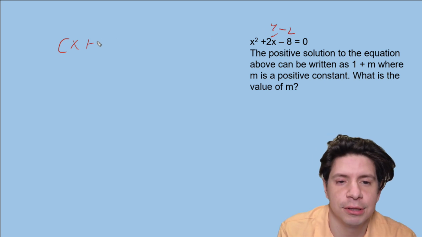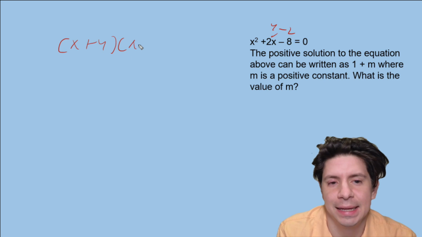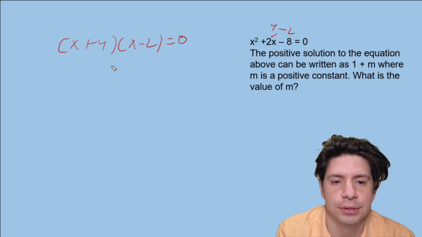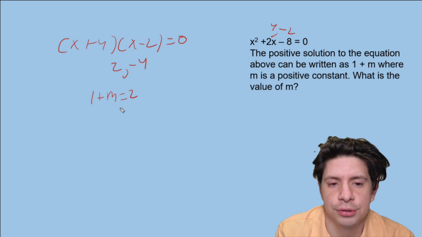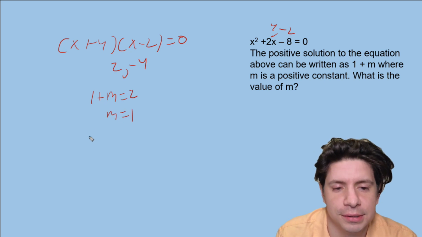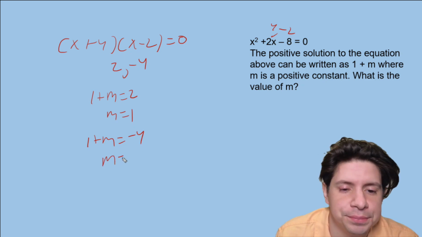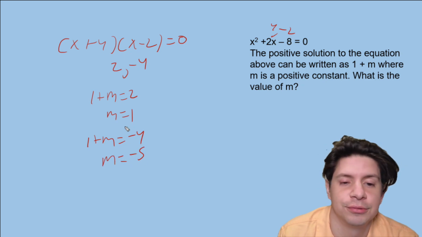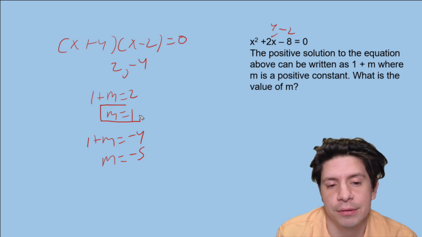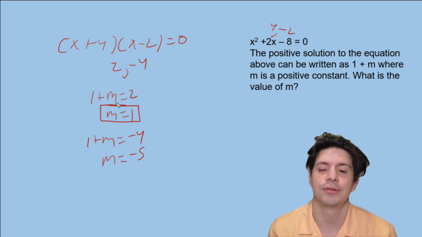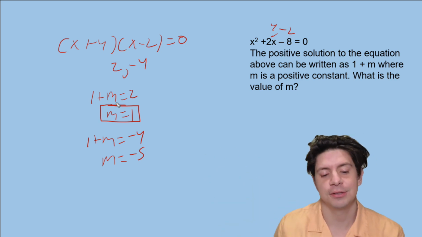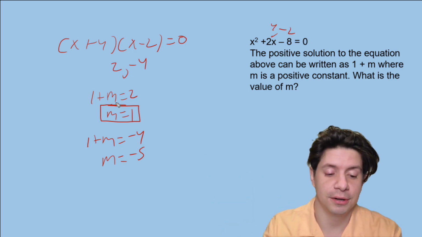So it's going to be x plus 4, x minus 2 equals 0. So then we're going to get 2 and negative 4 as our solutions. So 1 plus m equals 2, and m equals 1 in that situation. And 1 plus m equals negative 4, and m equals negative 5 in that situation. But we don't want that. We want the positive, so m equals 1. Nice and clean, right? So not too bad. We're going to complicate it on the next question, but stick with me and it won't be too hard.